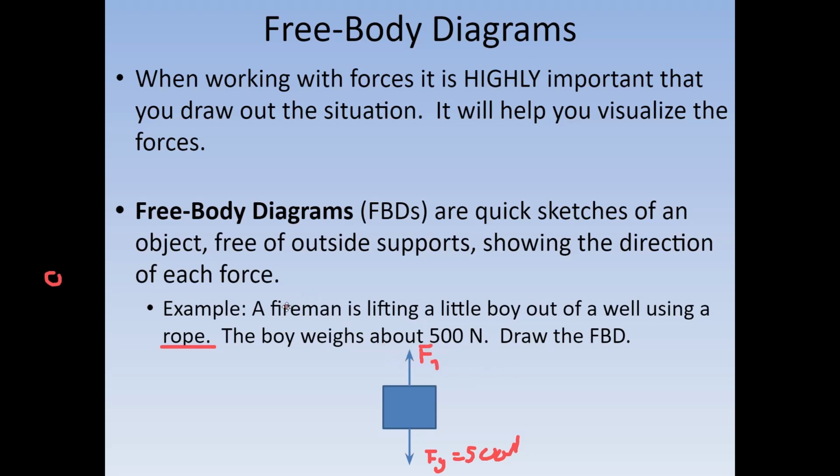Now, here's the thing. The fireman is pulling on the rope, so you might be thinking there must be an applied force. But again, the fireman is not directly touching or lifting up the little boy. He is lifting the rope. He's pulling on the rope, and the rope is pulling up the little boy. So the boy doesn't get the applied force. The rope technically gets the applied force. The boy only gets the tension force. So yeah, this is what I mentioned. Now, after you do this, you usually like to add in what the values are. So that's what you saw here, where I wrote FG equals 500 newtons.